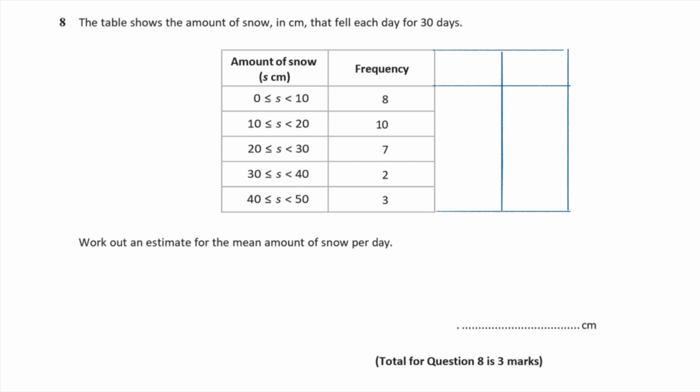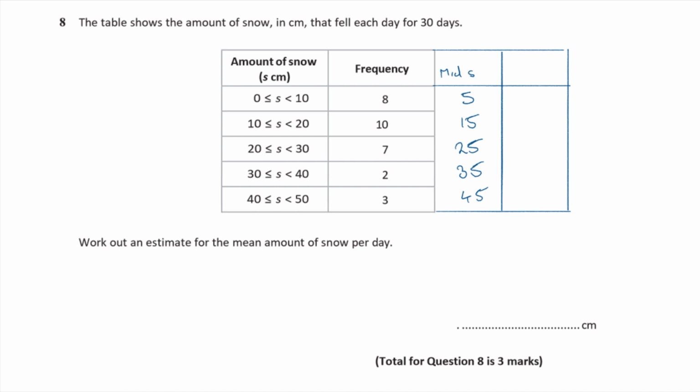Right, so the first thing we need to do is find the mid values of each of those groups. The first group goes from 0 to 10, and the midpoint, 10 plus 0 divided by 2, is 5. 10 plus 20 is 30, divided by 2 is 15. 20 plus 30 is 50, divided by 2 is 25. 30 plus 40 is 70, divided by 2 is 35. 40 plus 50 is 90, divided by 2 is 45. So they're my mid values of each of those ranges.